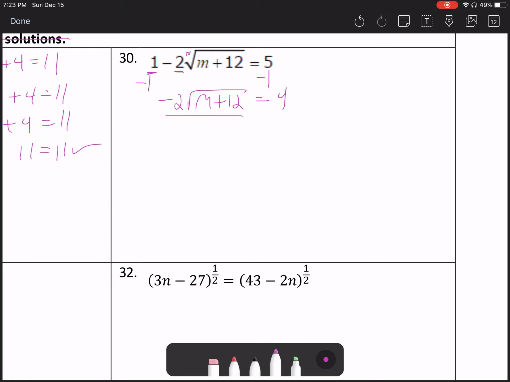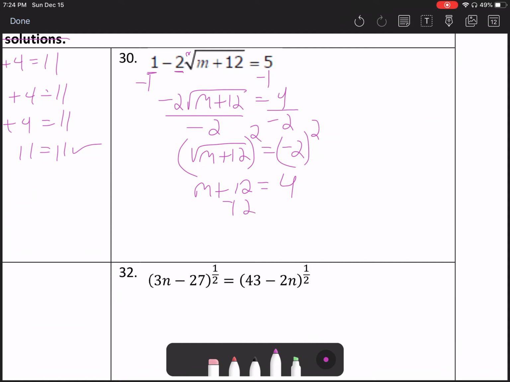Then I want to get rid of my multiplication, so I divide by negative 2. So I have radical m plus 12 is equal to negative 2. Same thing as the previous problem. This was a square root. To get rid of a square root, I square it. So I square each side. It gets rid of my radical symbol, so I just have regular m plus 12, and negative 2 times negative 2 is positive 4.